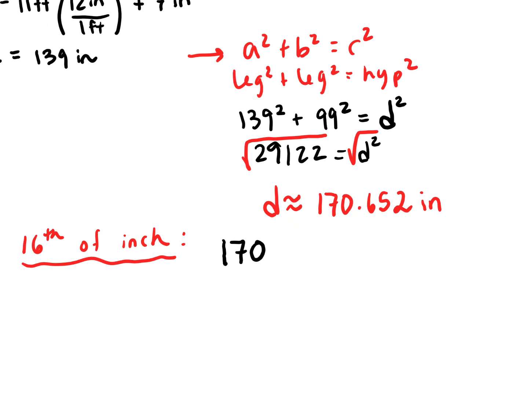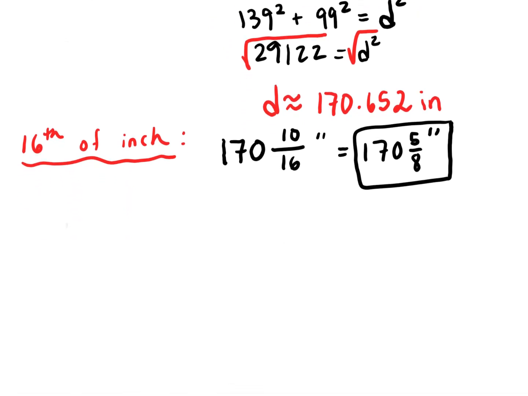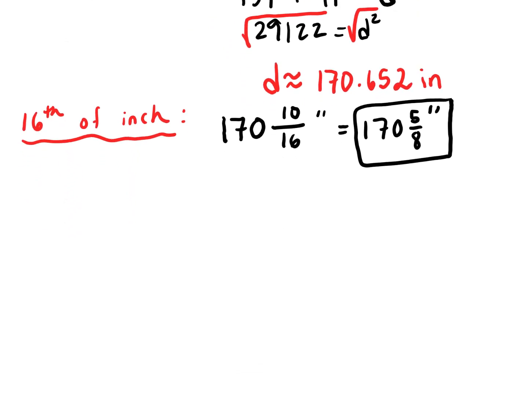It's going to be 170 and some amount of 16ths of an inch. So I'm going to take the 0.652 and multiply that by 16 on my calculator, and that comes out as 10.432, but rounded to a whole number, that would be 10. Which would be equal to 170 5/8 of an inch would be my answer in inches. So that's how we could do it to the 16th of an inch.